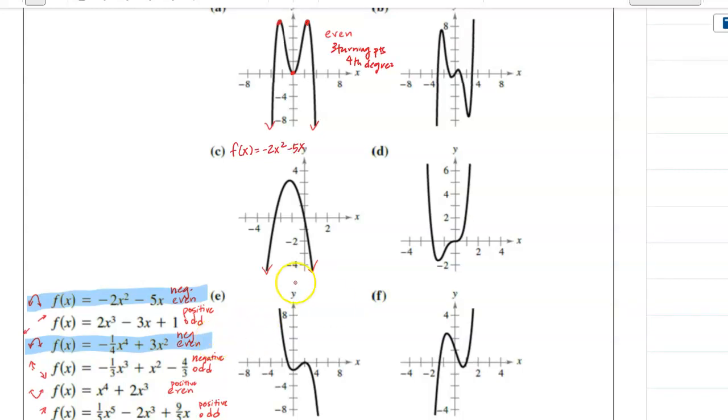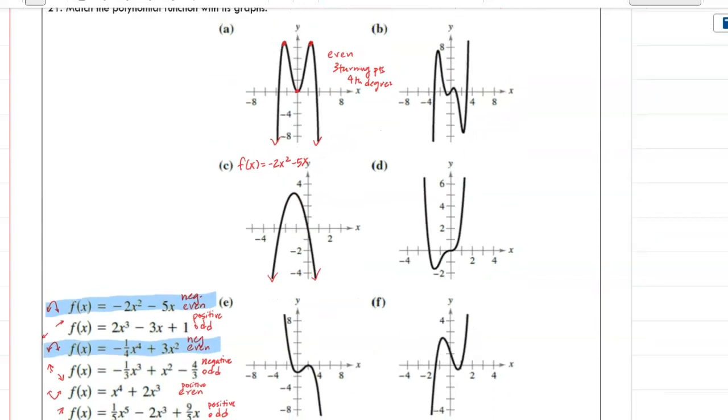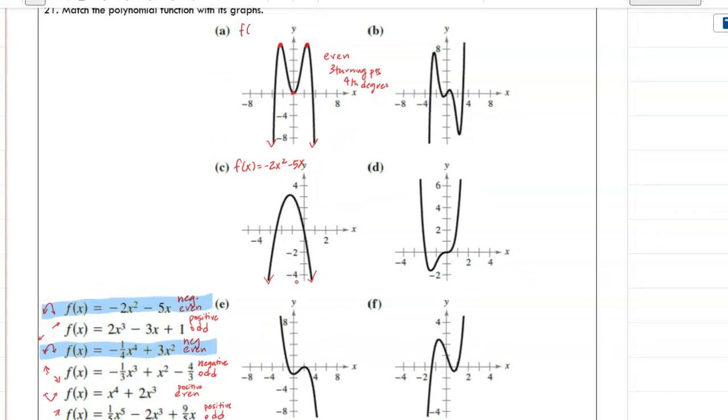And this one here is going to be f of x equals negative 1/4 x to the 4th plus 3x squared. Okay. Are there any other even ones? Yes, there is. If you look at the end behavior, both sides have to go all the way up or down. Okay. And there is one more.